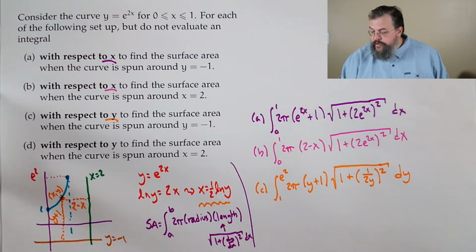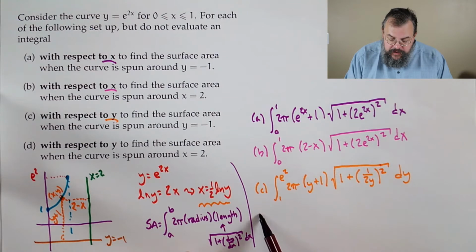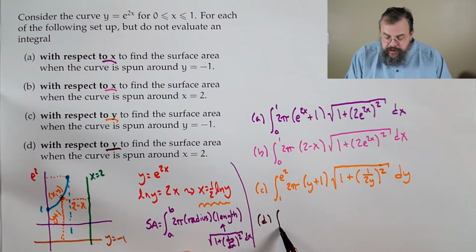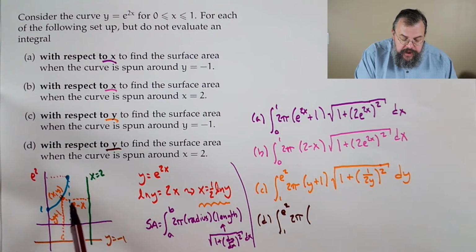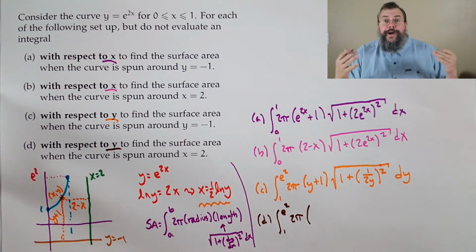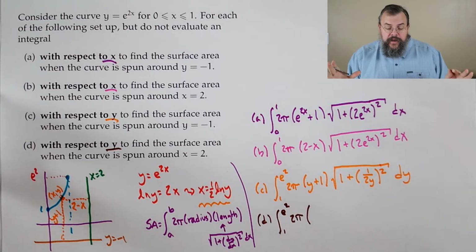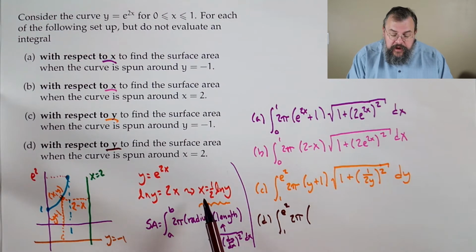Now, that leaves us with just one more. All right, so part D. So this is, again, with respect to y. So same bounds with respect to y, 1 to e squared, 2 pi. Now, we're going around x equals 2. So it should be 2 minus x. Well, I can't have it as 2 minus x. I need everything in terms of y. So what to do? Well, we replace x by what it is.